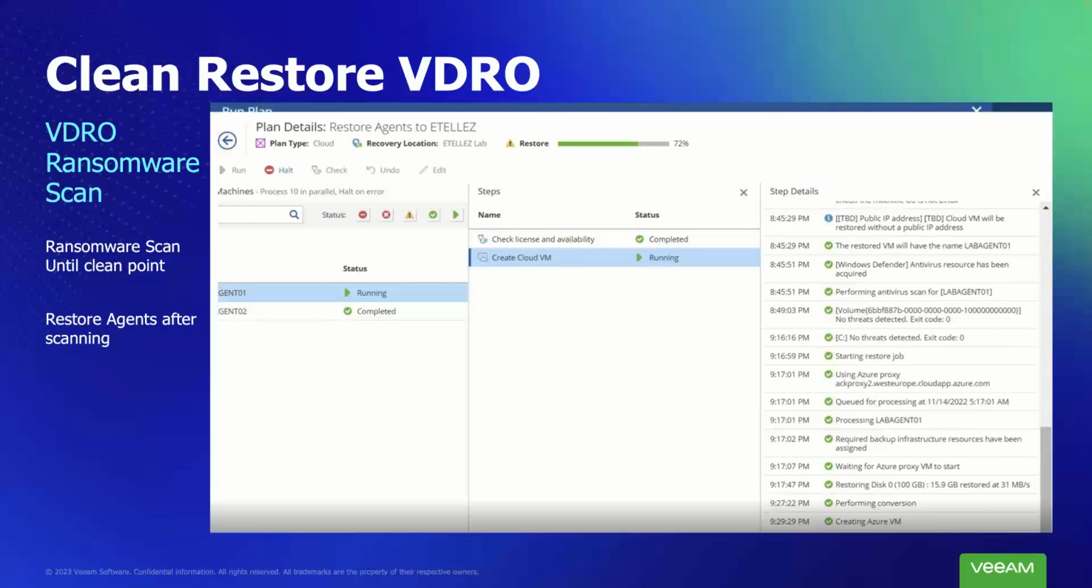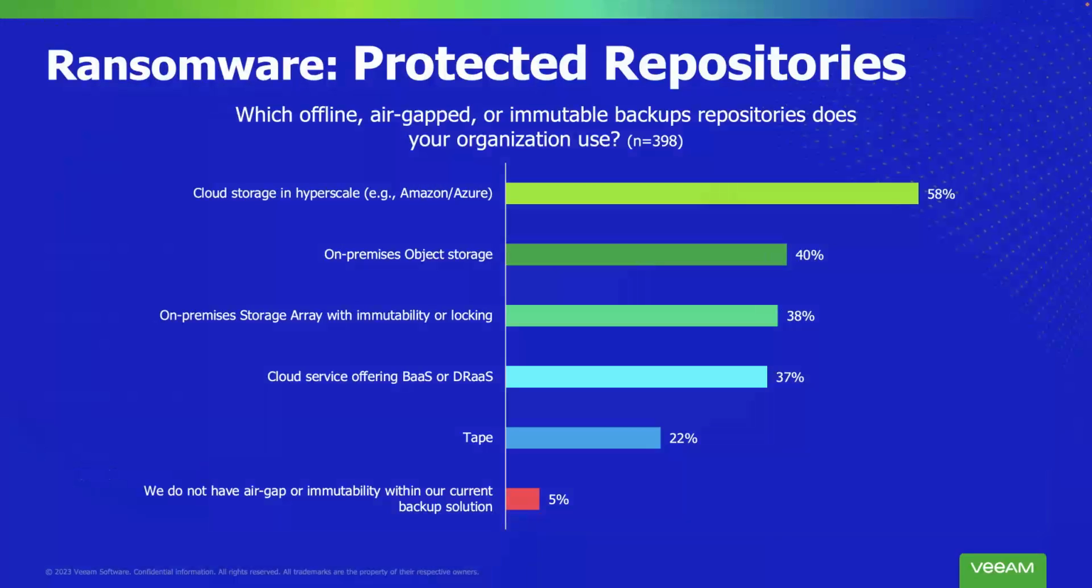So during the DR ransomware scan, what happens here, you can see from the screen, is that we will run a scan and then we'll highlight whether any threats are detected using the specific AV scanner that you use, in this case Windows Defender. If no threat is detected, an exit 0 code will be presented, and that means it's a safe restore point for you, right?